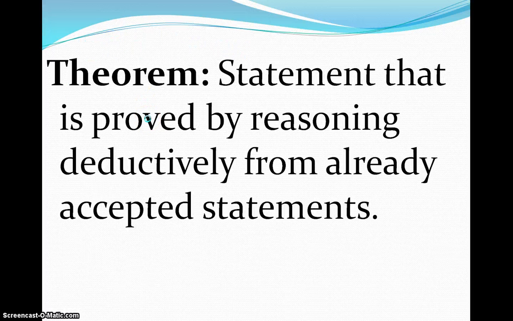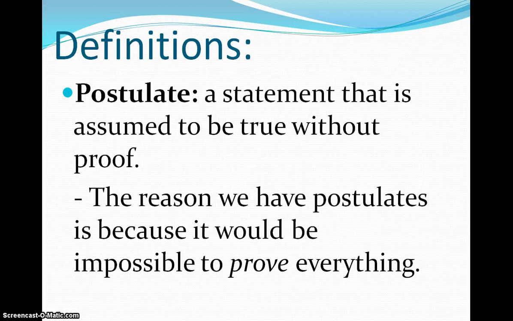Now, relating to what we've talked about before, theorems are statements that are proved by reasoning deductively from already accepted statements. Theorems we can prove from statements that we've already assumed to be true. If we keep whittling it down from one theorem to the next, we're going to end up with statements that haven't been proved yet, which we call postulates. So every branching off from theorems started with postulates, or already accepted statements that we haven't necessarily proved, but are assumed to be true.